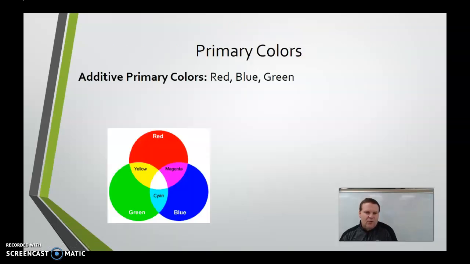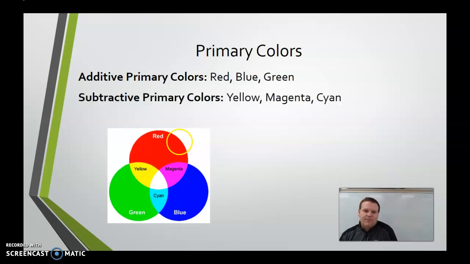As far as colors go, we have some primary colors: red, blue, and green. When you add them together, you can see right here in the middle, you end up getting white. Red and blue gives you magenta, blue and green gives you cyan, and green and red gives you yellow. Keep in mind, these are the primary additive colors dealing with light. It's not dealing with pigments.